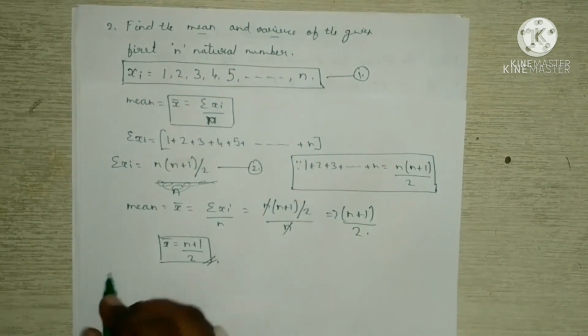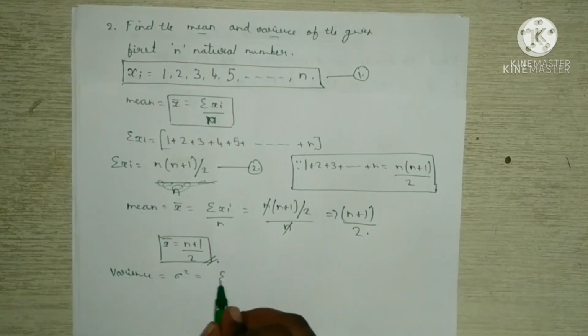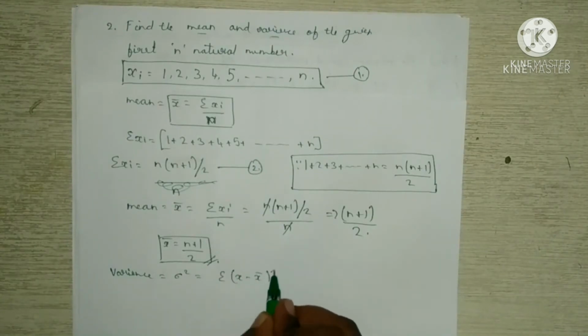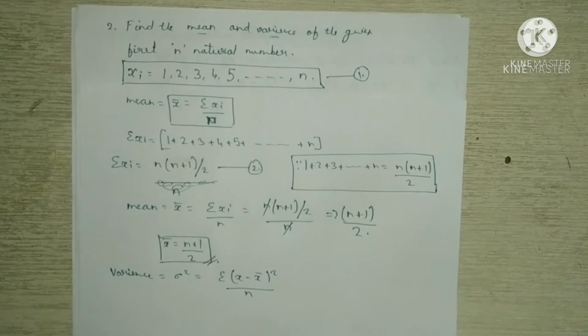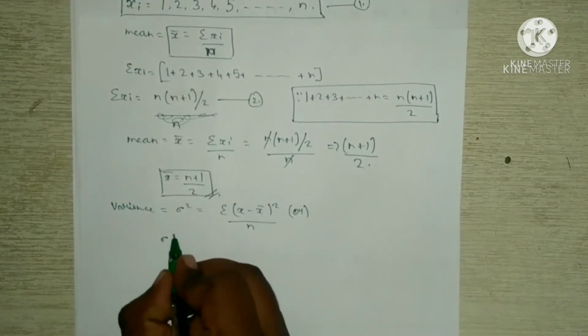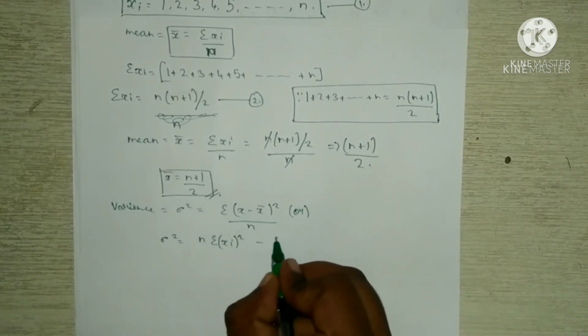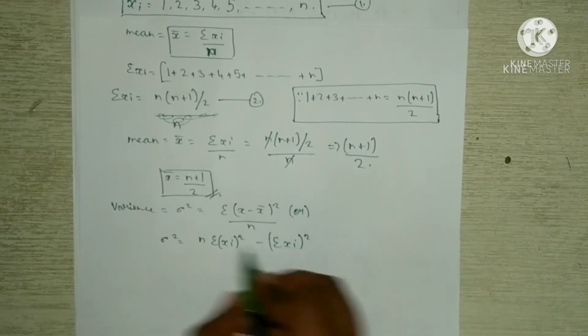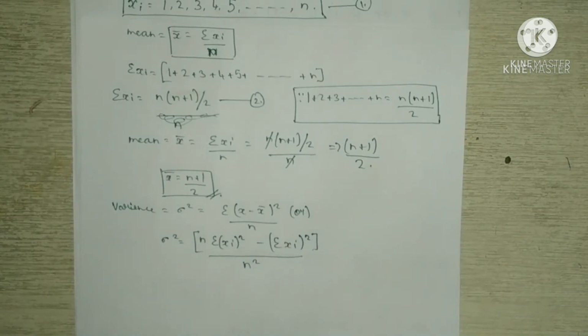Next we need to find the variance. Variance is sigma square equal to summation x minus x bar to the whole square by small n. With this formula you cannot simplify this kind of problem, so consider another formula: sigma square is equal to n into summation xi square minus summation xi to the whole square, whole divided by n square.